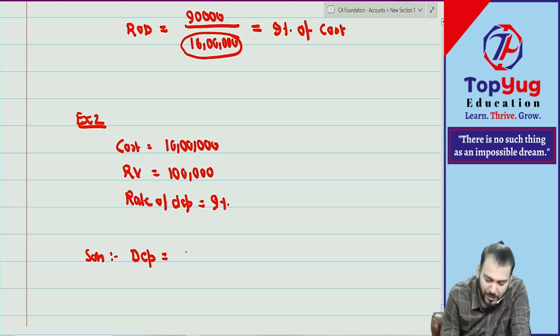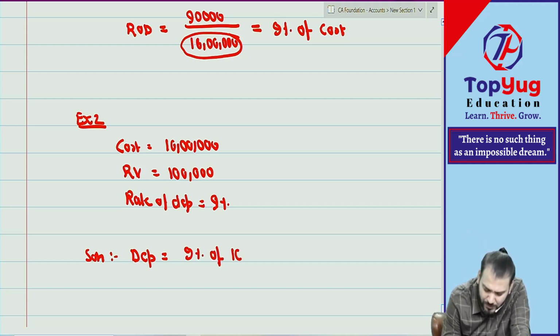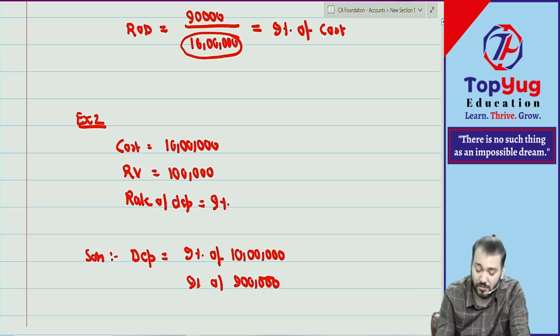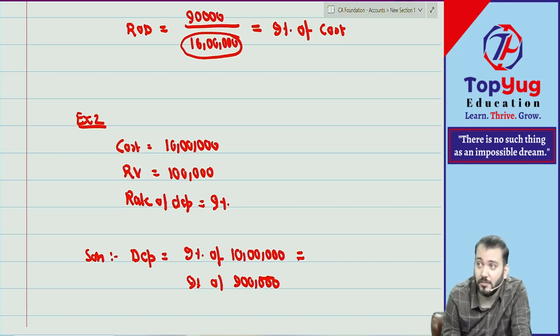Means you have done 9% of what? 9% of 10 lakh, or 9% of what? 9 lakh. Oh my god. How many are saying 90,000? How many are saying 81,000?